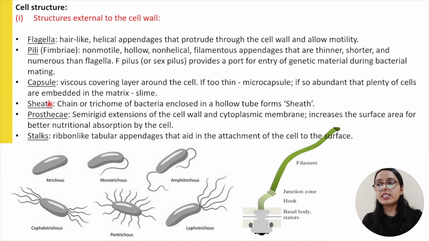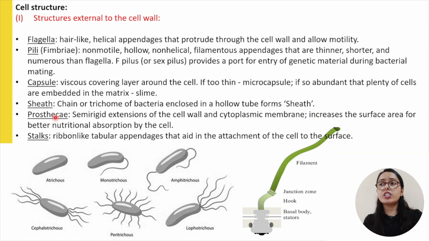Now coming to the next structure which is external to the cell wall, the sheath. So the sheath is a chain or trichome of bacteria that is enclosed in a hollow tube, and it is called a sheath. The next structure external to the cell wall is prosthecae. So it is a semi-rigid extension of the cell wall as well as the cytoplasmic membrane, and the function of prosthecae is to increase the surface area for better nutrition as well as absorption.